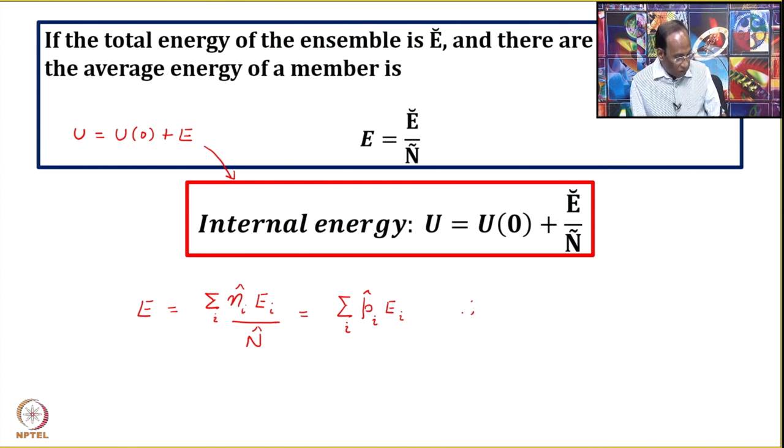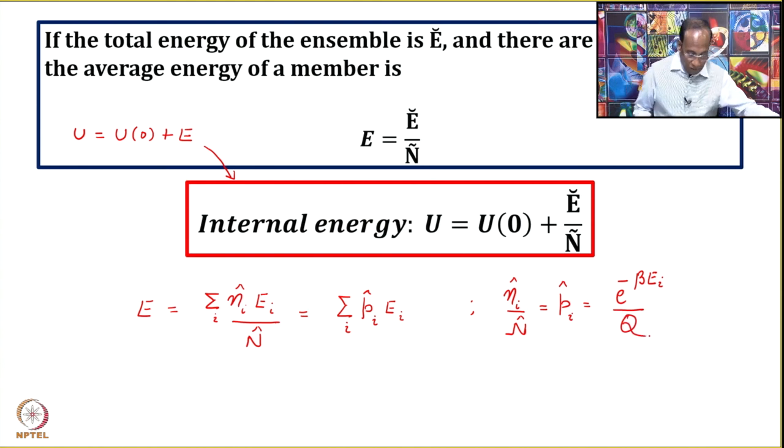Remember that Ni upon N, which is equal to the fractional population of the ith level, is equal to exponential minus beta Ei by Q. You are expressing in terms of the canonical partition function. So that means I can write E is equal to the summation over i, instead of Pi, I will write exponential minus beta Ei. There is another Ei over there, and there is 1 over Q.